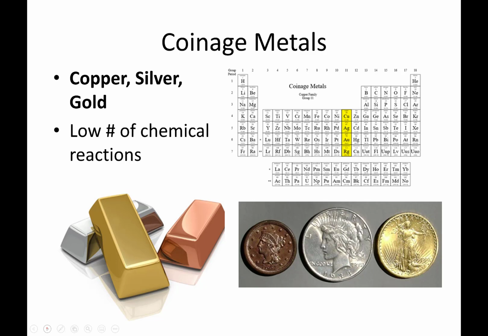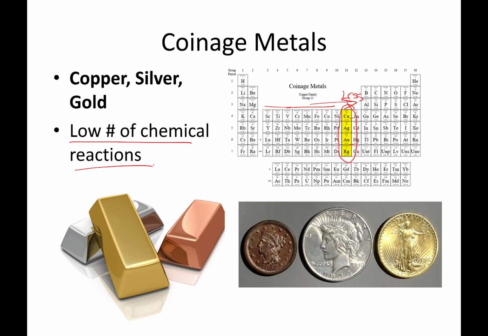The coinage metals. The coinage metals sit right here. Now our reactivity trends get less reactive as you go to the right, and the coinage metals sit on top of each other: copper, silver, and gold. Now, these guys have a low ability to interact with chemical reactions. That is why we use them to make coins out of.